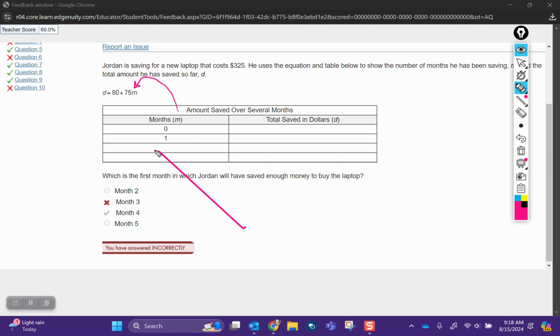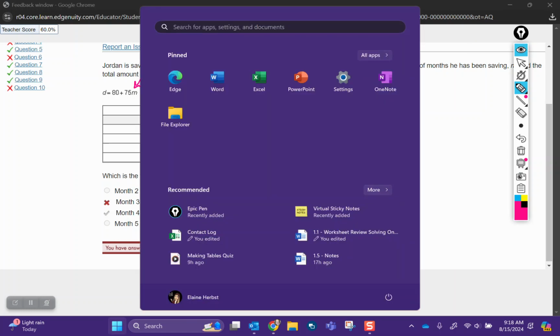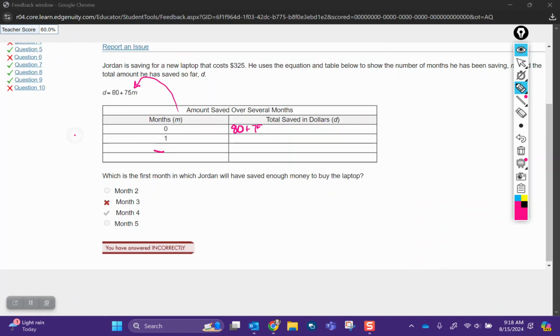So we're plugging those values in. If we're at month 0, it would be $80 plus 75 times 0. Okay, this is going to take a minute to get used to this. In the next one, it's 80 plus 75 times 1. And if we continued that pattern, 2 and 3, 80 plus 75 times 2, 80 plus 75 times 3.